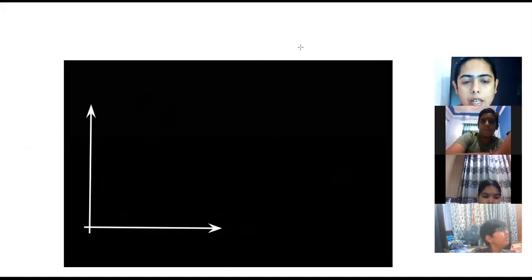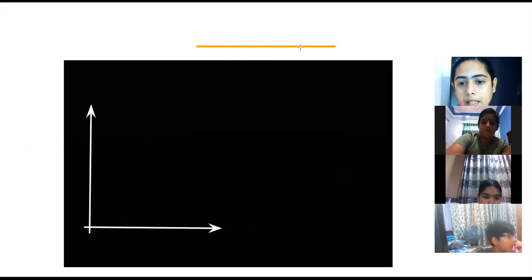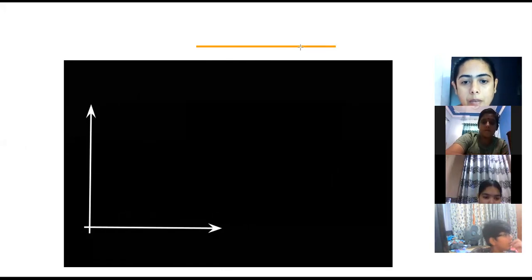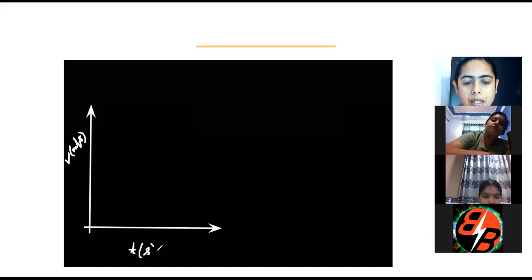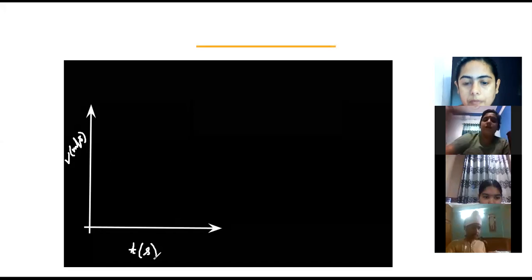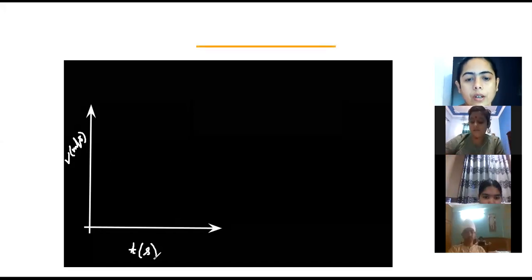So obviously time will be on the x-axis. The reason is because it is independent. And on the y-axis you will be having velocity. In brackets you write the unit of velocity, that is meter per second. And on the x-axis, you will write time, and it comes in seconds. Fine? Okay.